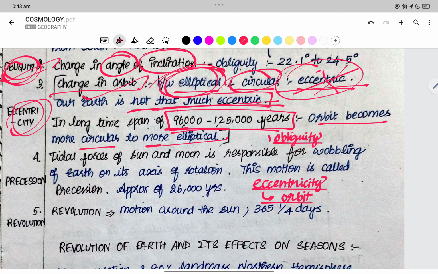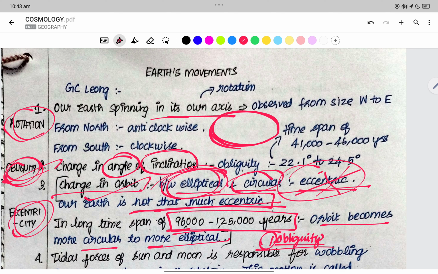So we have studied two terms as of now, obliquity and eccentricity. Now we also saw the rotation. How does earth rotate? Along its own axis, and it is from west to east. At the north pole, we say that it is anti-clockwise, whereas in the south pole they say that the rotation is in the clockwise direction, right?